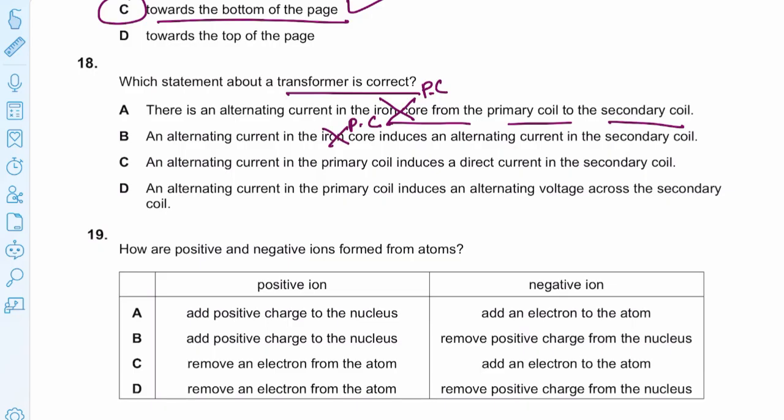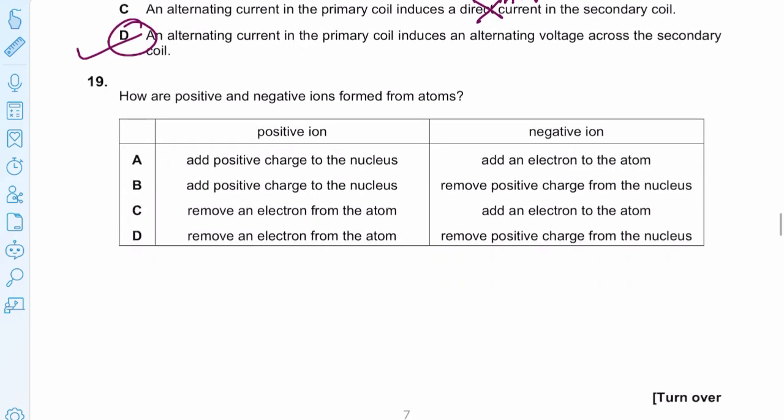Correct? An alternating current in the primary coil induces a direct current in the secondary coil. No, it induces alternating voltage, right? An alternating current in the primary coil induces alternating voltage across the secondary coil, and this is exactly the right answer. So option is D.